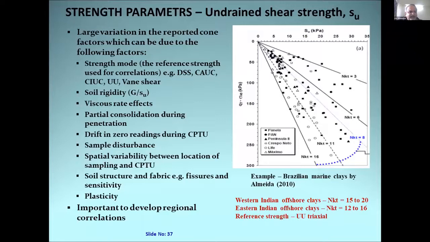Now, here we can see how the cone factors vary. This is only an example from Brazilian marine clays, and you can see how much difference there is in area-wise Nkt factors. It is hence very important to develop regional correlation. Our experience in Western Indian offshore clays shows that the applicable Nkt factor is 15 to 20, and for Eastern Indian offshore clays, especially the deep water clays, the Nkt factor is from 12 to 16. Here, the reference test is the UU triaxial test.